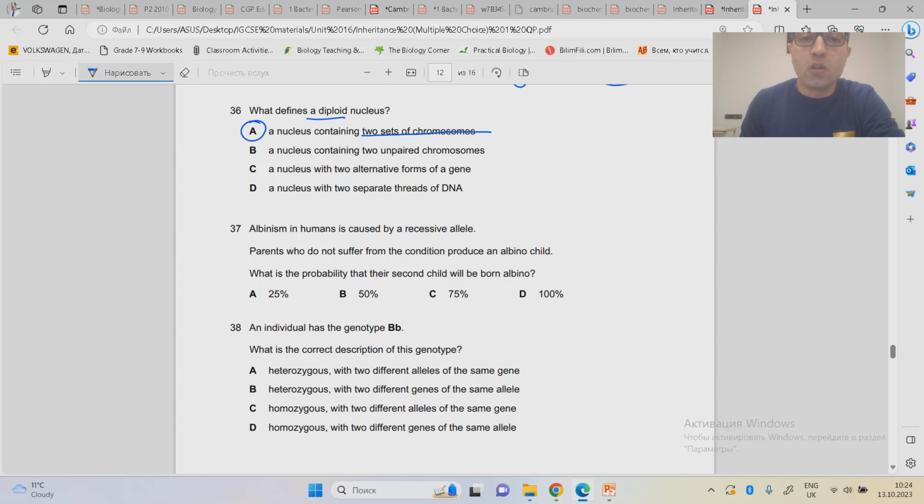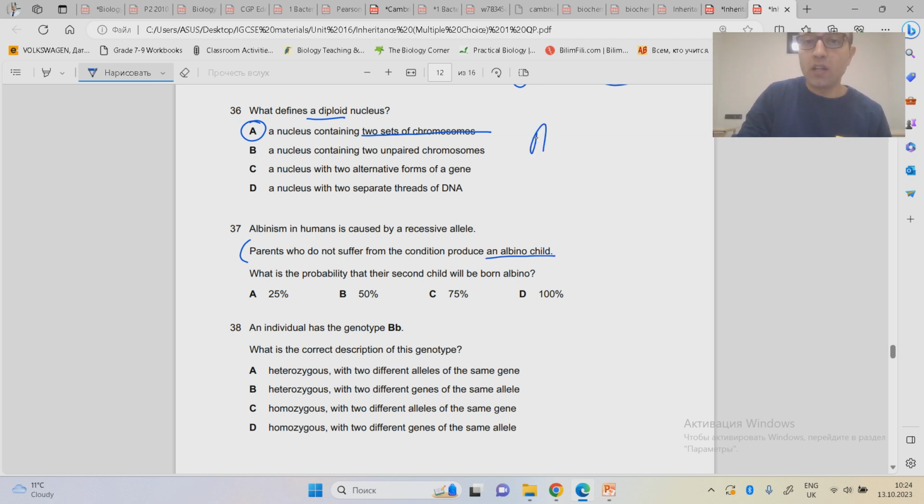Albinism in humans is caused by a recessive allele. Parents who do not suffer from the condition produce an albino child. What's the probability that their second child will be born albino? So look to the second sentence, guys. Parents who do not suffer from the condition. So parents are healthy, but they have one albino child.